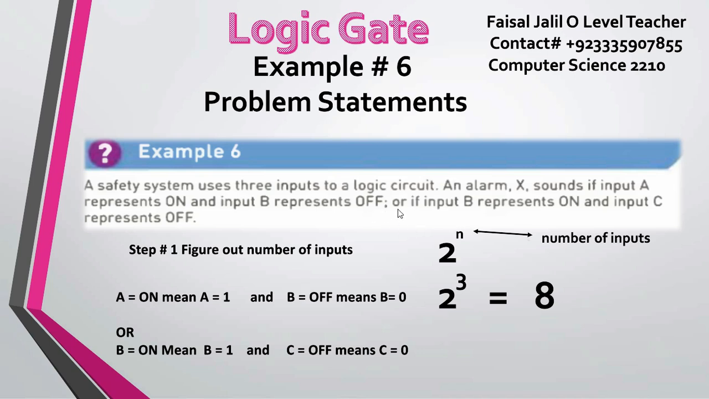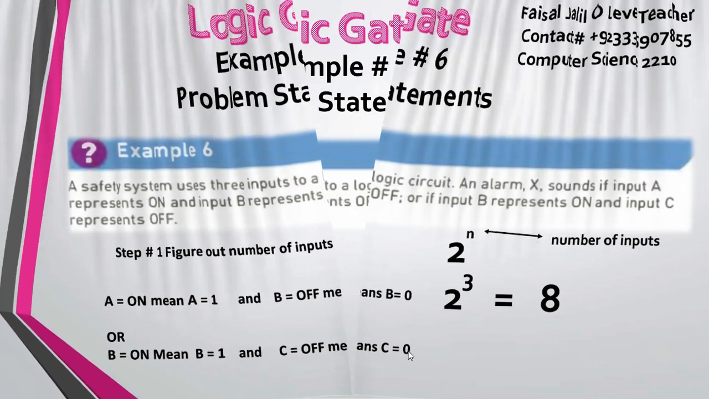Okay, then look here. The second part is OR. So I have mentioned OR over here, which is the OR gate. If input B represents on, so look here, B is equal to on means B is equal to 1. And over here, I will just put AND. C is equal to off, which is 0. So let's move towards the next step.